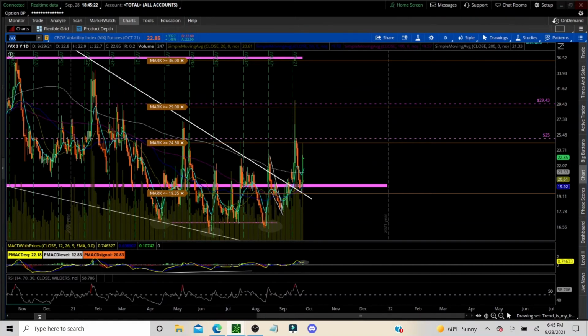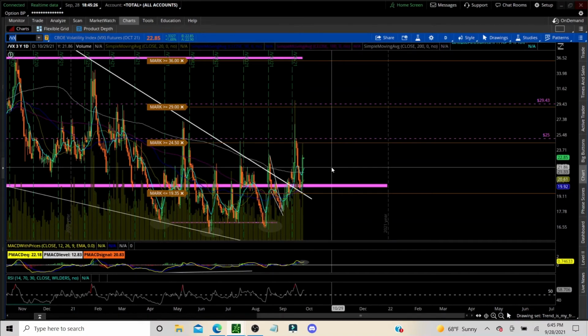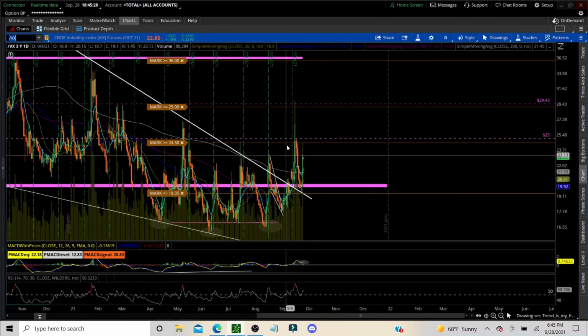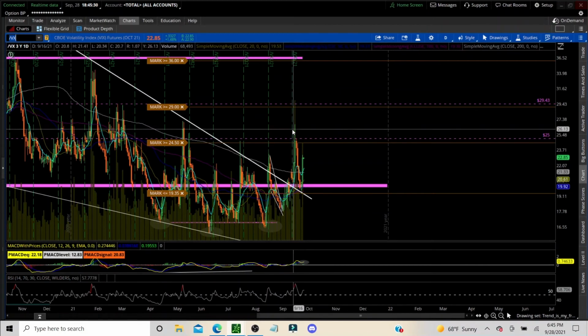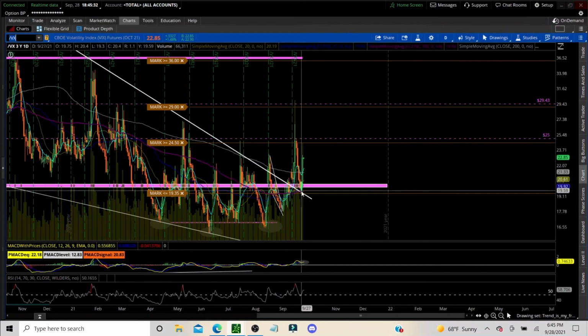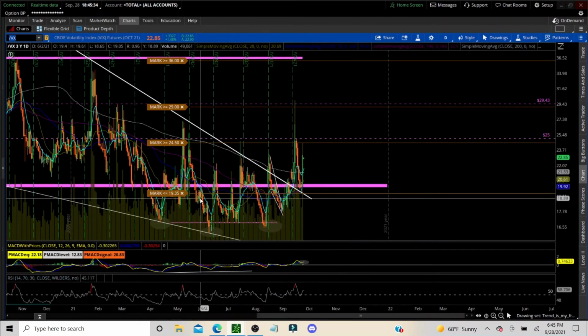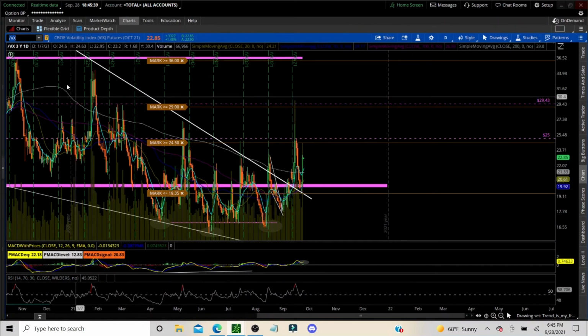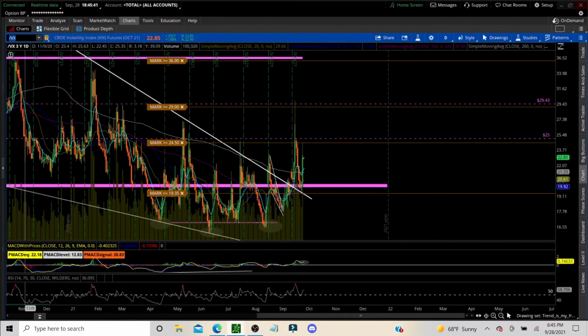Within a week, we're looking at a huge move to the downside, huge move to the upside on the VIX, because we came up out of the bullish falling wedge, back tested it, and now we're pushing off of it. So that's going to be our launch pad there, and we're looking for some follow through pretty soon.